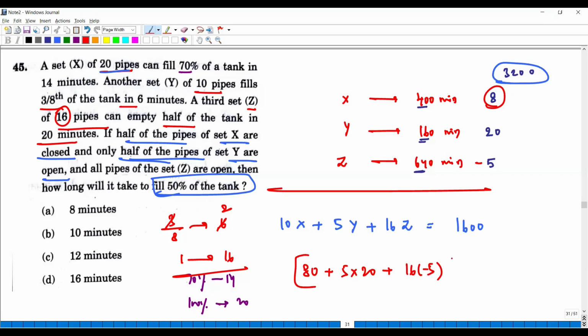So how many minutes will it take? Minus 80 plus 80 cancel. 100 into 2 is 1600. Therefore, T equals 16 minutes. Like that, you can do it. You can also do it a little bit more simply by taking only half and half.